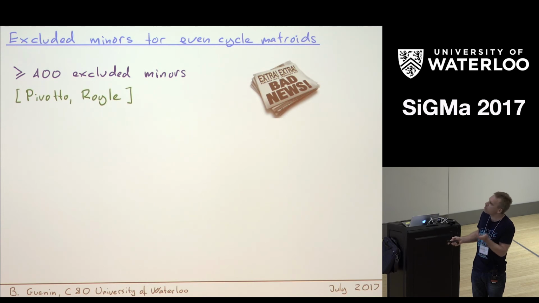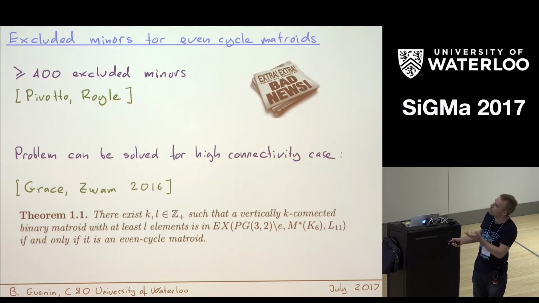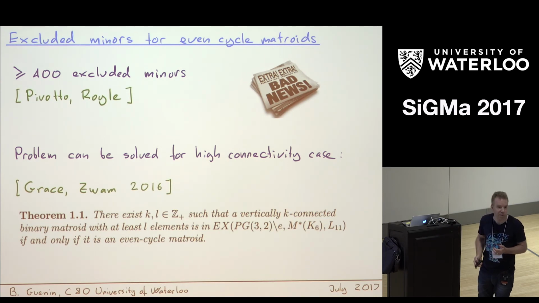The only positive result I know is this result here recently, which essentially says that if things are highly connected, then you can actually characterize the excluded minors. But I'm not going to describe what this result actually says. And I'm going to stop here.